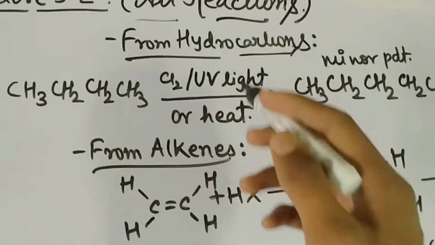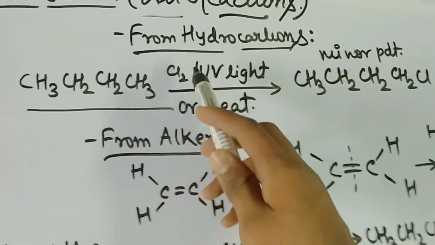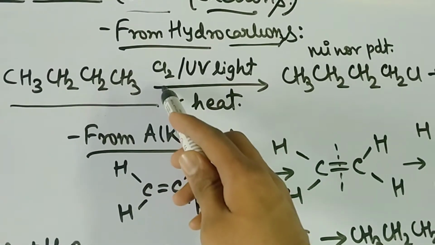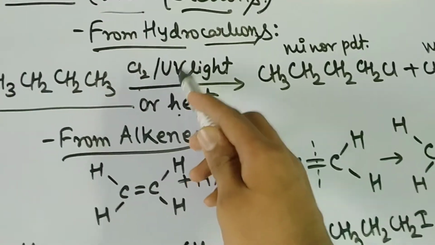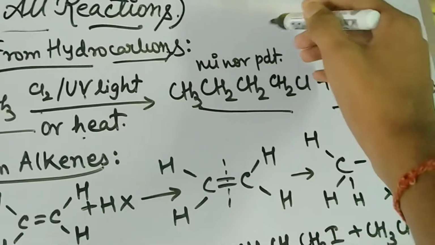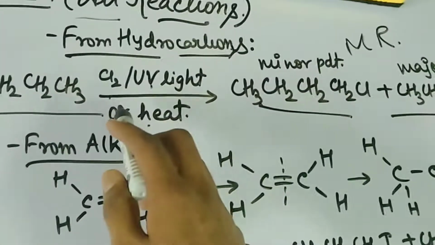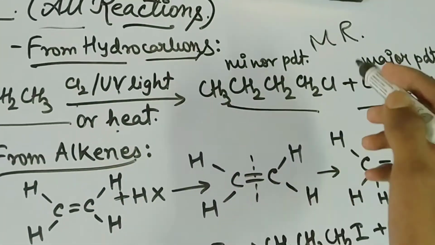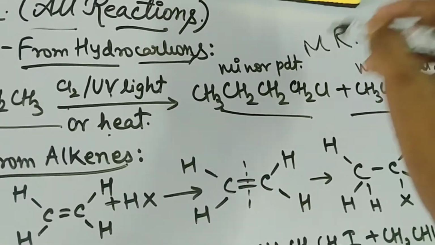Now we come to our next point, from the hydrocarbons. From the hydrocarbons, we pass it in sunlight, a chlorination reaction. In the presence of sunlight we get two products, a minor product and a major product. This is the Markovnikov rule. It says that the chlorine should stick to that carbon which has the least hydrogen atoms.